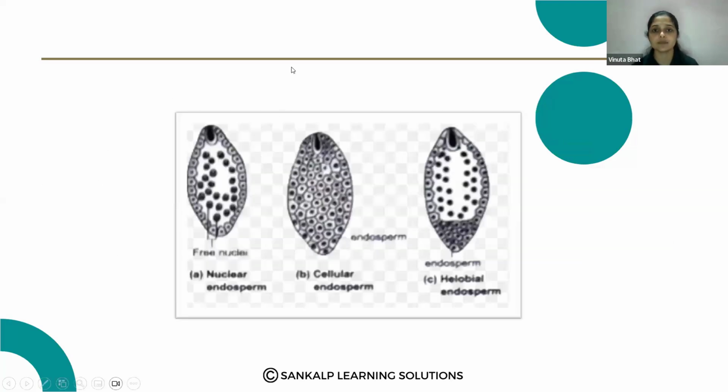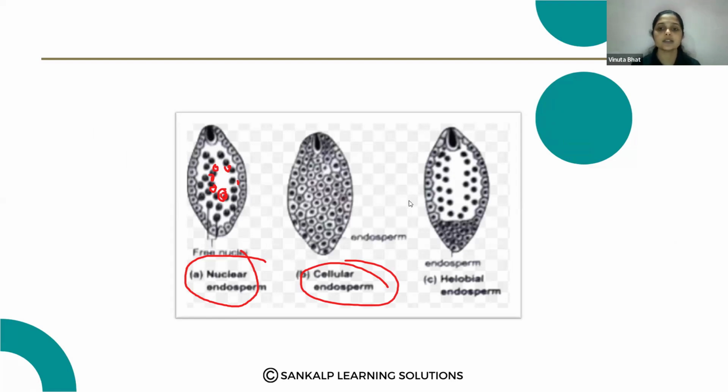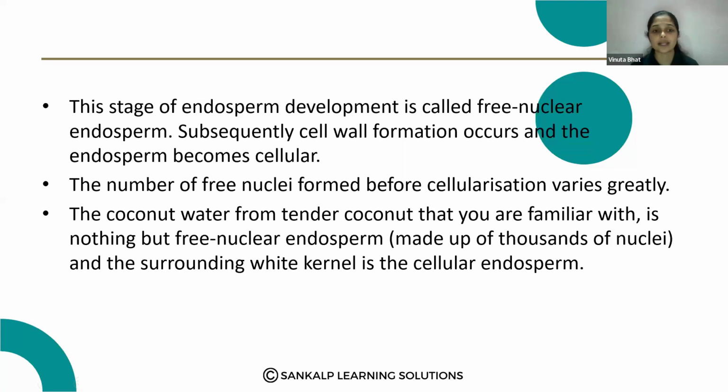Here you can see the free nuclear endosperm. Here you can see the free nuclei like this, and cellular endosperm means that around these nuclei the cell wall formation takes place. So that is called the cellular endosperm. Free nuclear endosperm develops into a cellular endosperm. The number of free nuclei formed before the cellularization varies greatly.